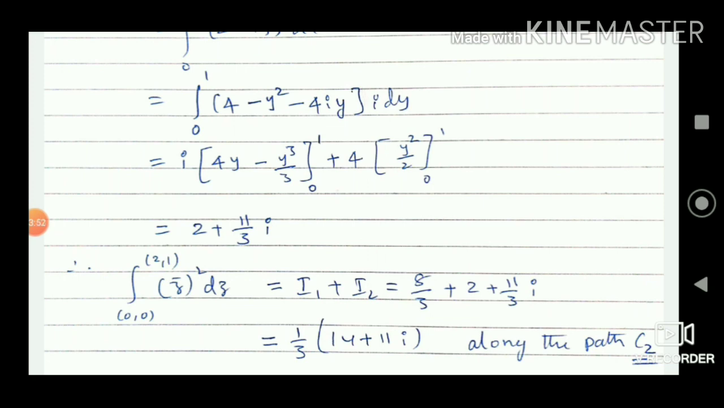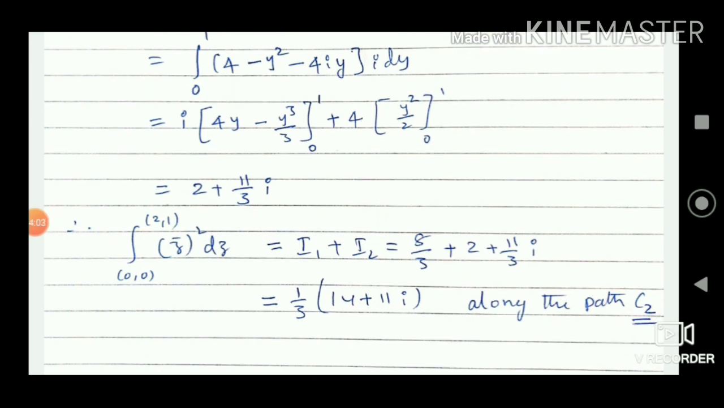So what we can observe here is that the answer obtained in A is not equal to the answer obtained in the case of B. So only if the function f of z is analytic, the answer will be independent of the path. If not, it may not be true.